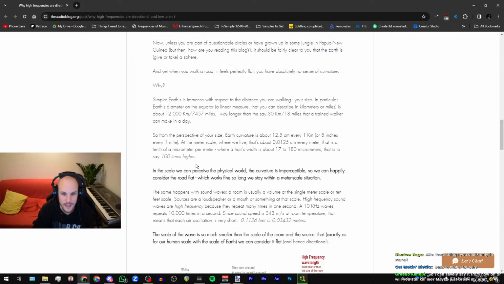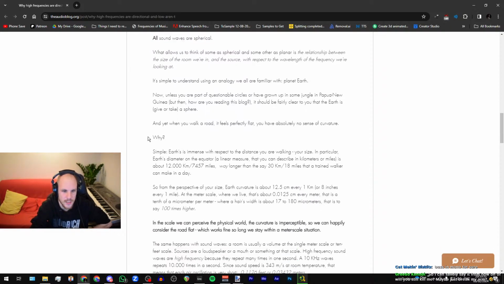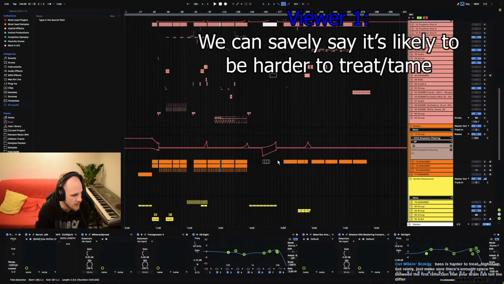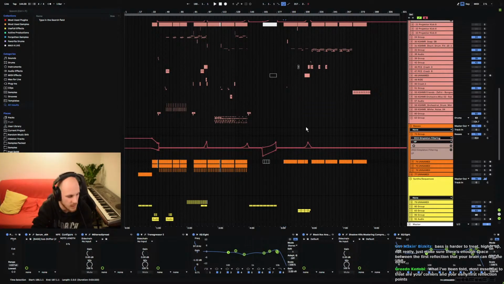I will hire a hitman. Yes. No, it's true. But it's only true in a perceptual way, I think. It isn't true in a physical way, in that all sound waves are spherical. But in a room with normal proportions, like they are explaining here, you can approximate it like that, essentially. You can just kind of say, okay, we don't have to care about the higher frequencies because the higher frequencies are only going to come directly from the speaker because they are directional. We can safely say that the lower frequencies are likely to be harder to treat and tame, yes, because they have more standing waves and all of that stuff.